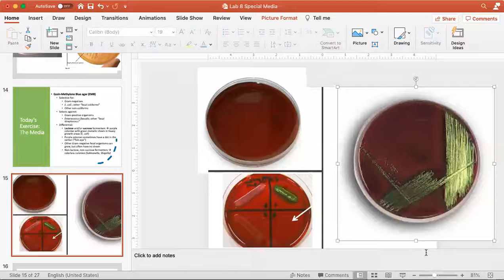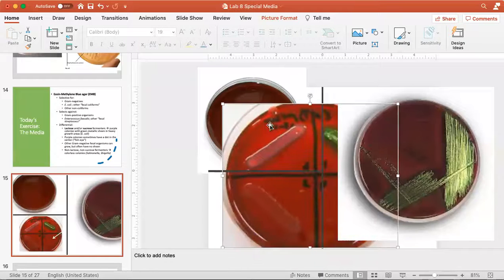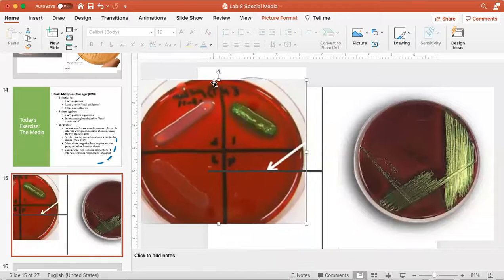Look at the plate here on the lower left-hand side. This is a plate that was divided into 4 quadrants. They used a Sharpie pen on the bottom of the plate so that we could see 4 quadrants. And we put 4 different organisms on this plate.